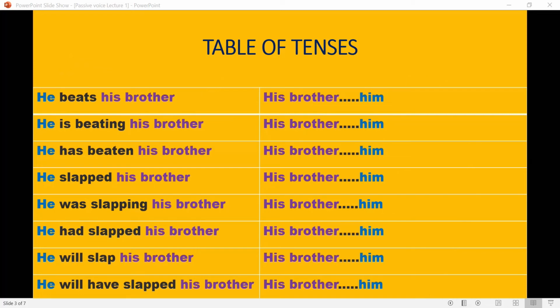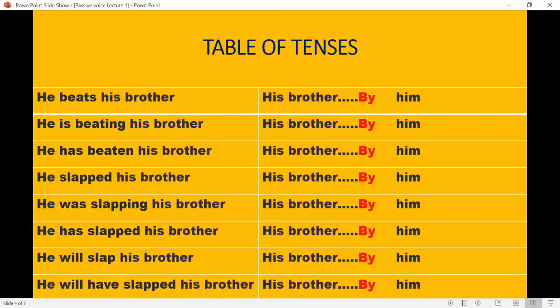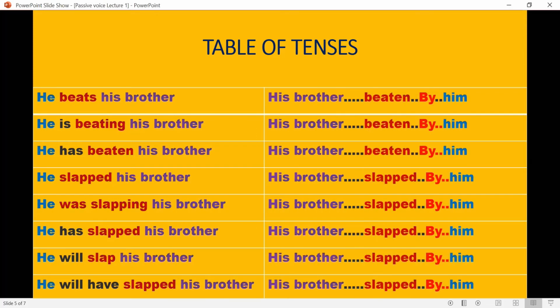Now, the second change. In passive voice of every tense, we use by before object. You are seeing on your screen, by. This is the second change which we make while converting active voice into passive voice. The third change.